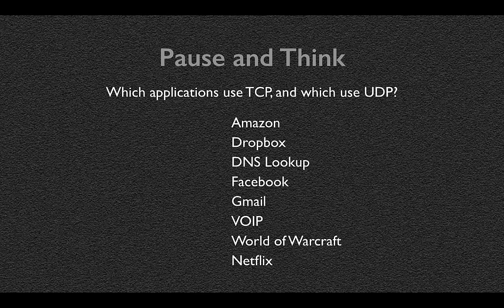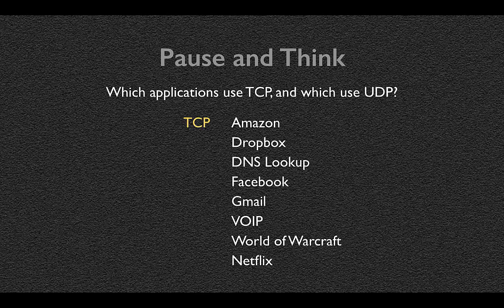Ready? Okay, we've got a lot of applications here. We've got Amazon, Dropbox, DNS Lookup, Facebook, Gmail, Voice over IP, World of Warcraft, and Netflix. So let's examine them one by one. First, there's Amazon. For this one, I hope you said TCP. TCP is all about reliability. You don't want to send $50 to Amazon and have them tell you they never got it.